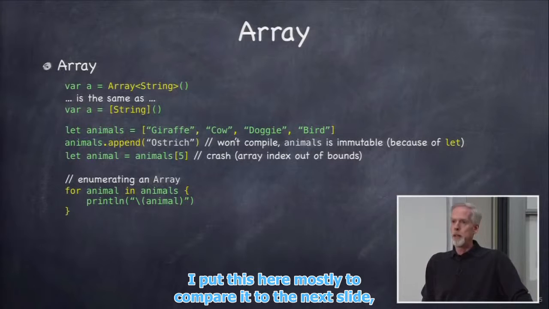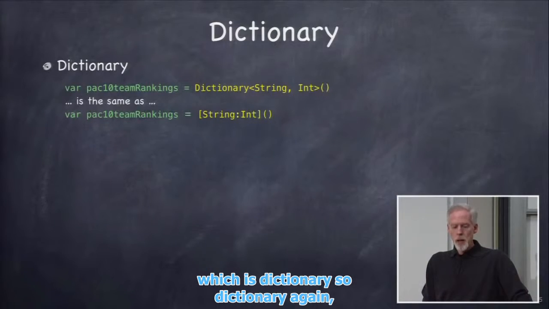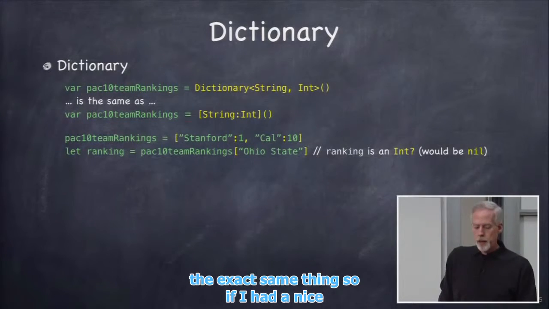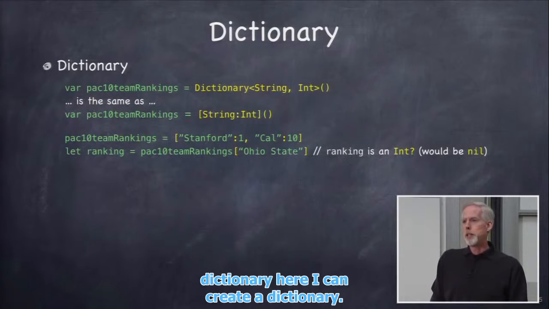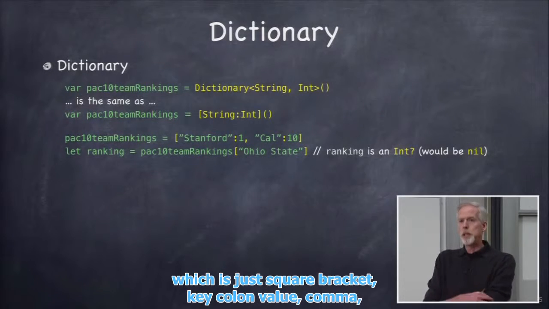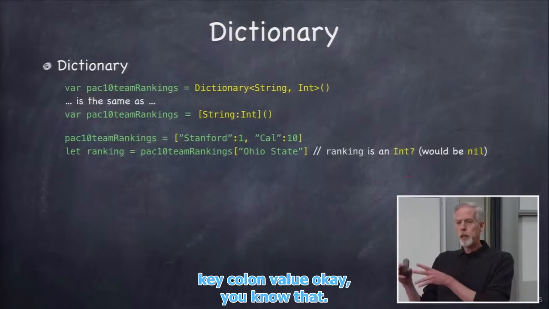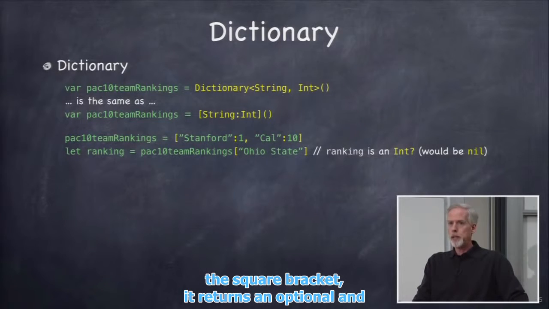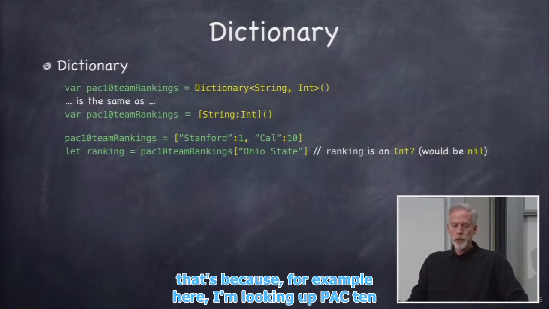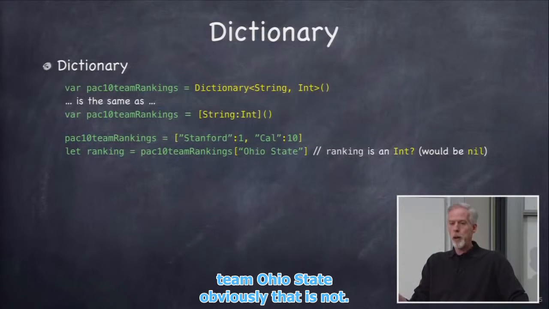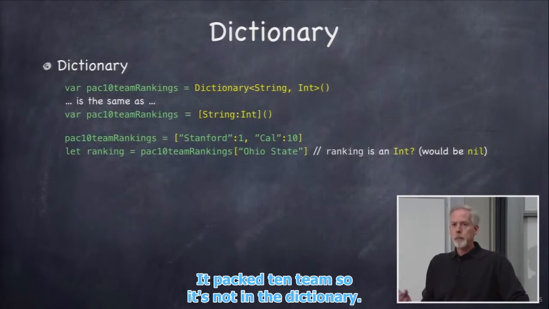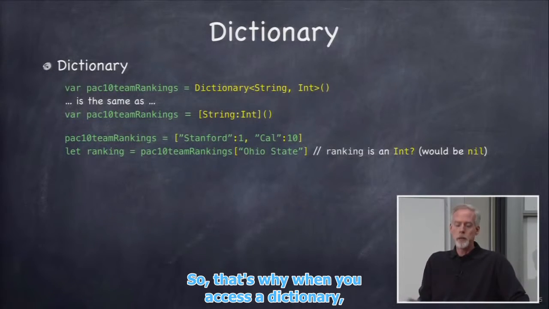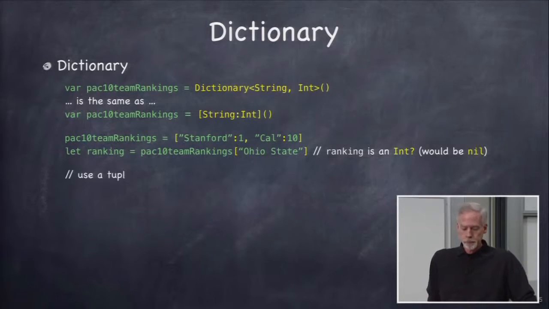I put this here mostly to compare it to the next slide, which is dictionary. So dictionary, again, that square bracket thing is an alternate for the exact same thing. I can create a dictionary using this square bracket notation, which is just square bracket, key colon value, comma, key colon value. You also know that if I access a dictionary with the square brackets, it returns an optional. For example, here I'm looking up Pac-10 team Ohio State. Obviously, that is not a Pac-10 team, so it's not in the dictionary, so it's going to return nil. So that's why when you access a dictionary, it comes back as an optional.